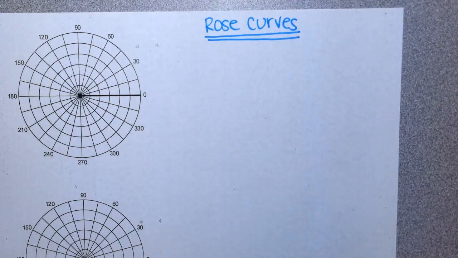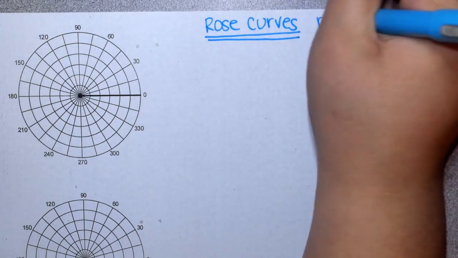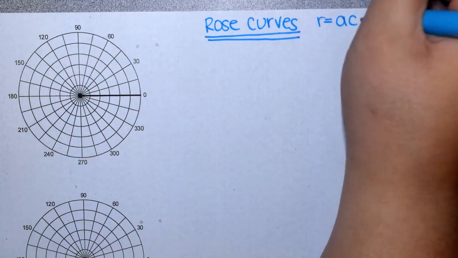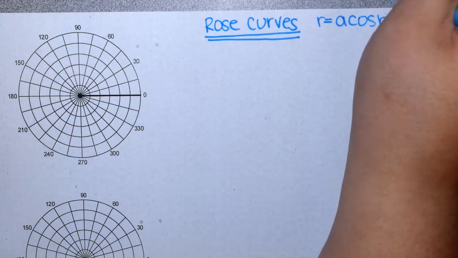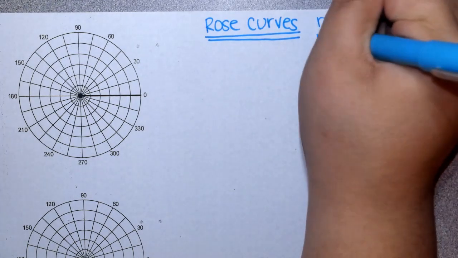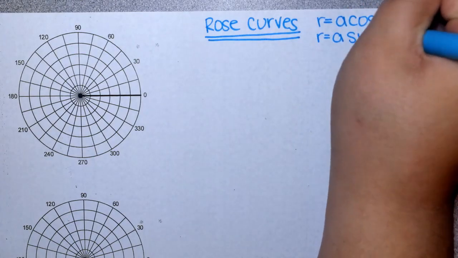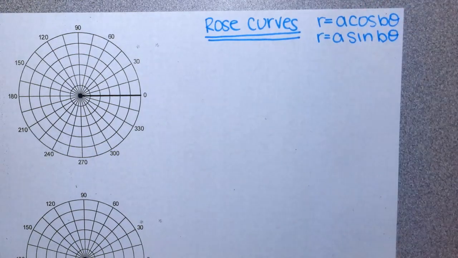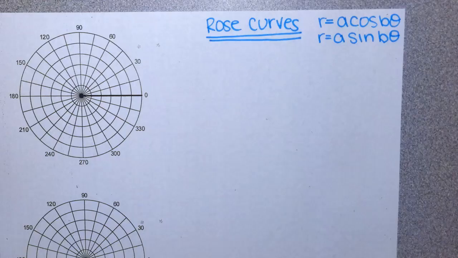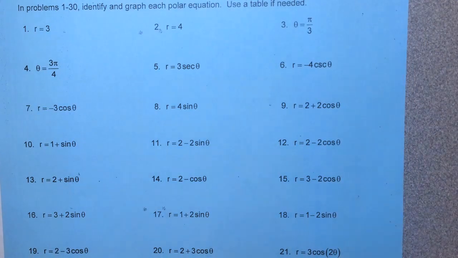Rose curves. How can I identify a rose curve? R equals A cosine B theta, or R equals A sine of B theta. There are two numbers. So if you're looking at your homework, at the end of class I'm going to have you go through and identify each type just by looking at it.